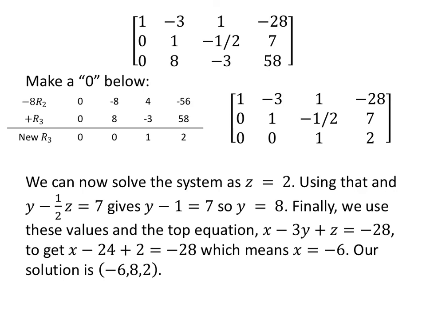This process is the same no matter how many variables you have. If you have 4 equations with 4 variables, you would just keep going. You would now make a 0 below, then make a 1, and continue with the exact same process.